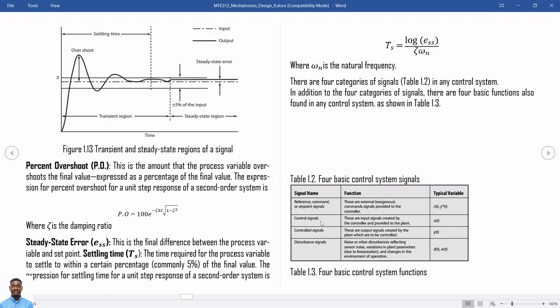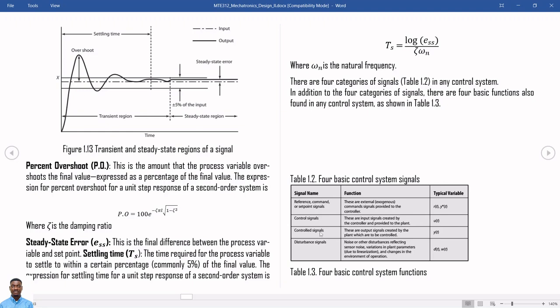Then we have the control signal. The control signal is the input signal created by the controller and provided to the plant. So the output of your controller that is being sent to your plant or your system is your control signal, and the variable representing that is u(t).